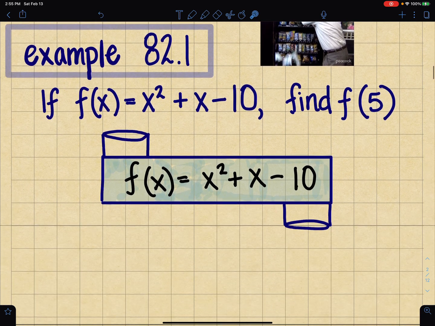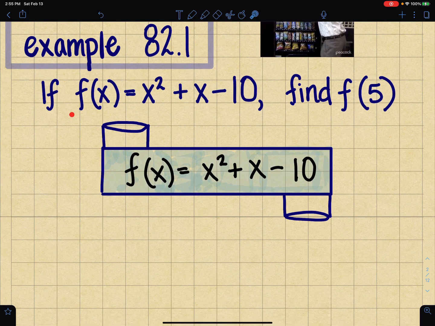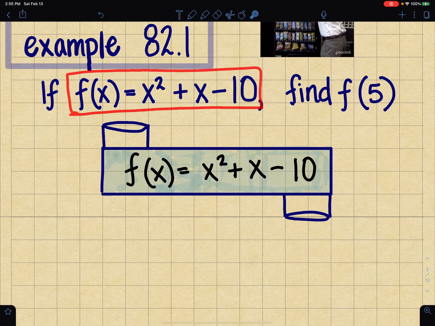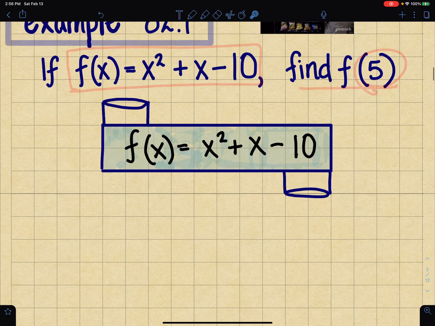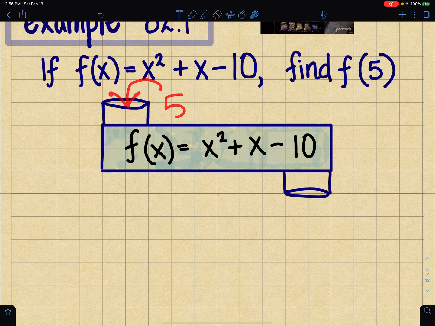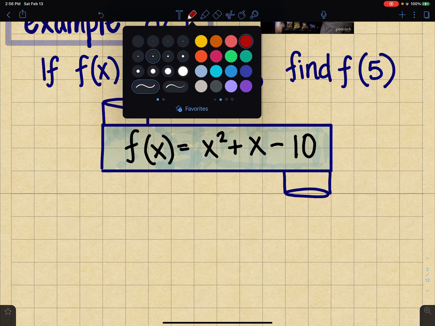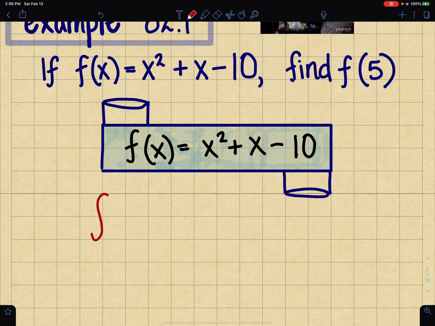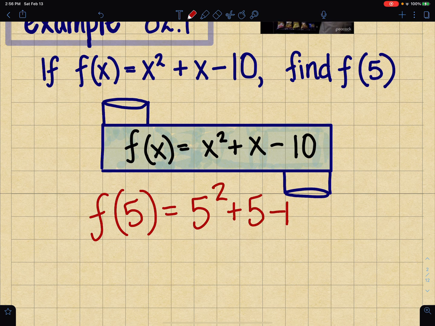But anyway, it says if f of x is equal to this, so that's the machine, find f of 5. So this is easy, because all you do is you're going to plug in that 5 anywhere that you see an x. So you're going to put in a 5. 5 goes into the machine, and it's going to be f of 5 is equal to 5 squared plus 5 minus 10.